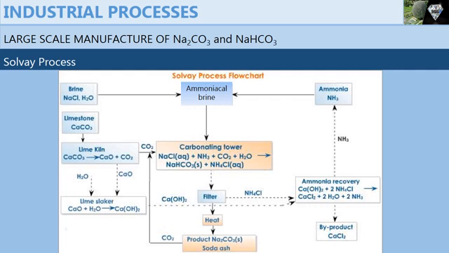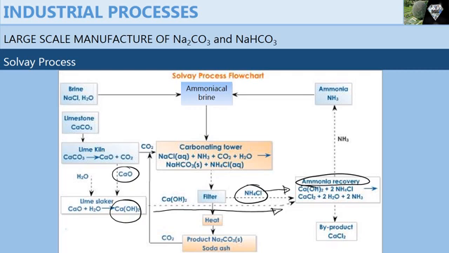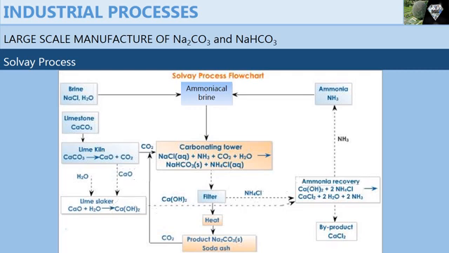At the same time, the ammonium chloride that is obtained from filtration and the calcium oxide are recycled through the following process. Now, calcium oxide is dissolved in water to form slaked lime, which is calcium hydroxide. The calcium hydroxide and the ammonium chloride are taken into the recovery process, where the two react to give calcium chloride, water, and ammonia gas.